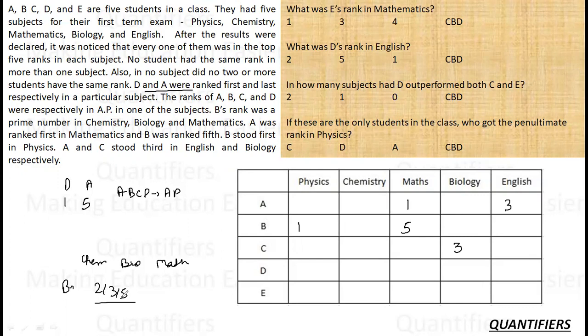For B, 2, 3, 5 are the ranks possible, right? And B is already having rank 5 in mathematics. So for chemistry or bio, it can be 2 or 3. But since 3 is already in this column, it cannot come anywhere else. So it must be a 2 over here and a 3 over here. So 1, 2, 3, 5. So this must be a 4. Okay, so this is done.